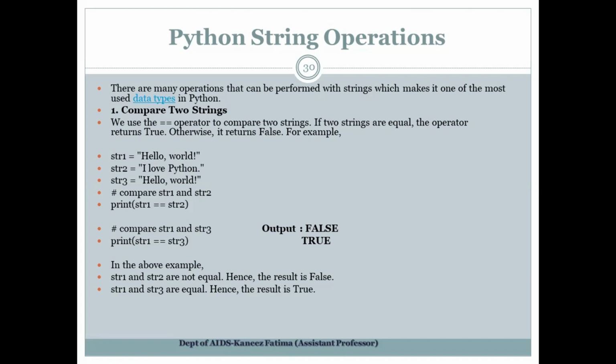So we'll have an example here. I'm having a variable string1, which is hello world. String2 is I love Python. String3 is hello world. So comparing string1 and string2, hello world and I love Python, I get false. Comparing string1 and string3, I get true. So in the above example, string1 and string2 are not equal, hence the result is false. And string1 and string3 are equal, hence the result is true.